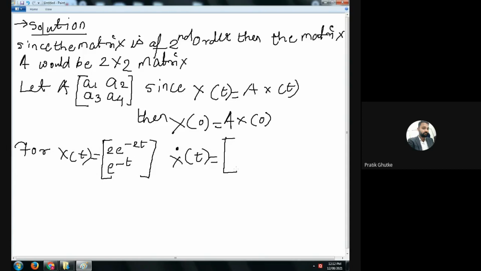So minus 2 will be coming forward, that is minus 4 e raised to minus 2t. The derivative of 2 e raised to minus 2t gives this. And what is the derivative of e raised to minus t? Minus t e raised to minus t, and the minus t derivative comes as 1. So what would it be? The derivative of e raised to minus t is minus e raised to minus t.